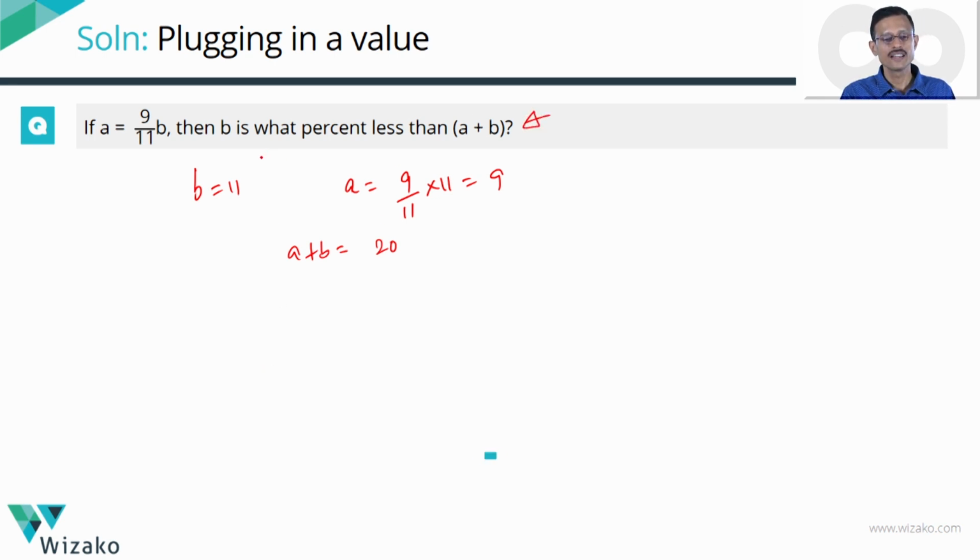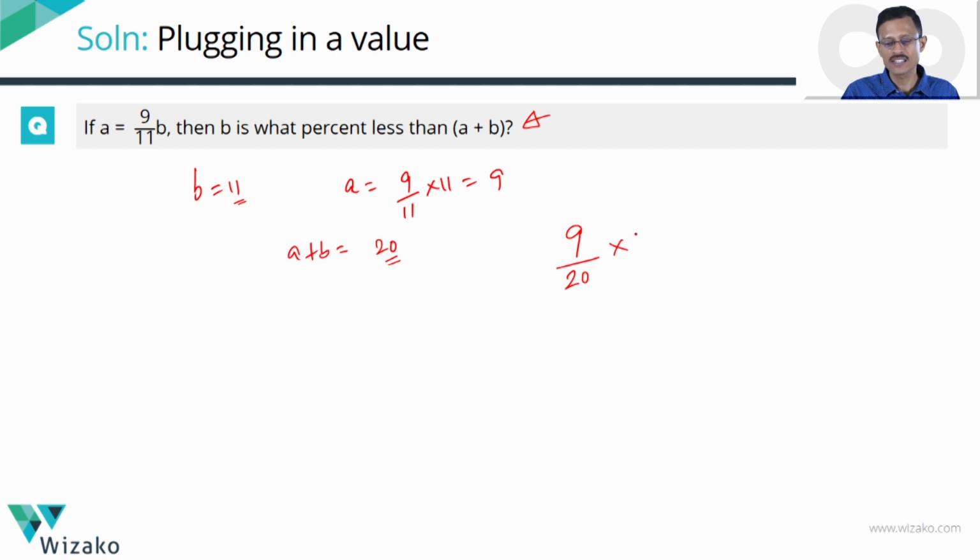The question is asking, B is what percent less than A plus B? B is equal to 11. How much is A plus B? A plus B is equal to 20. 11 is how much less than 20? 11 is 9 less than 20. We're trying to establish this as a percentage of A plus B, as a percentage of 20. So B is 9 less than 20.